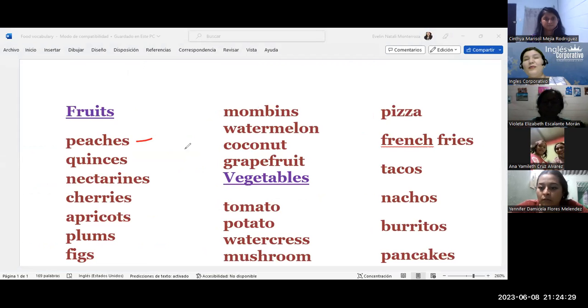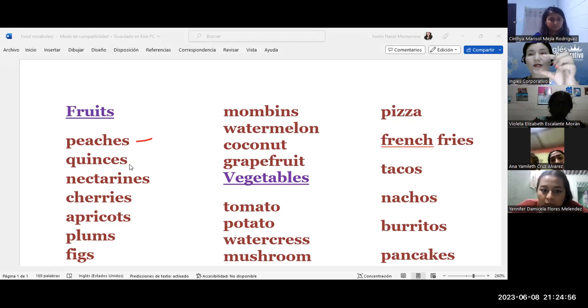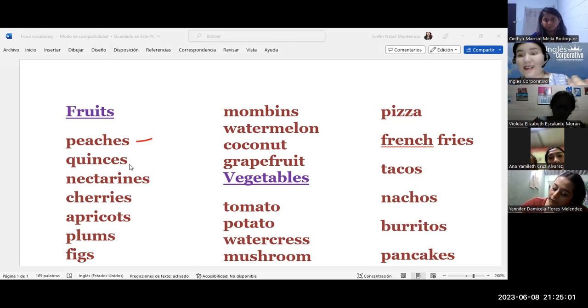Peaches, what is the meaning of peaches? Melocotón. Durazno. No, peaches is melocotones. Quinces. Do you know what quinces is? Quinces are membrillos. ¿Han ido a esas fiestas de pueblo donde venden como un cumbito rojo con como jalea? That's membrillo, right? Those are quinces. That's the name of this one.